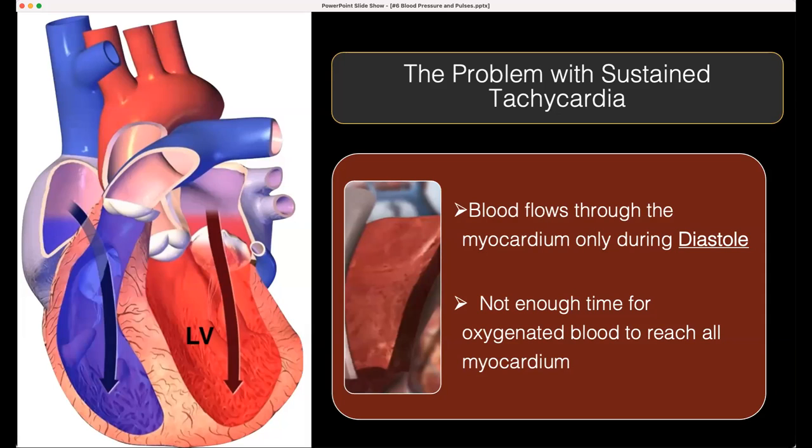So with sustained hypertension, let's go back to that. Blood flow is only going through the heart muscle, feeding the heart muscle during diastole. So if you increase the heart rate, you shorten the diastolic filling time. So blood is not getting to the myocardium.